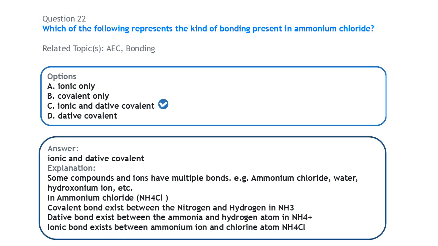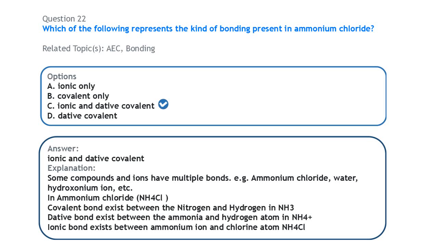The bonding in ammonium chloride is ionic and dative. We have an ionic bond and a dative bond. The ionic bond is also known as the electrovalence bond. It is a bond that is formed when electrons are transferred from one atom to another atom. Now, in ammonium chloride, the ionic bond exists between the ammonium ion, that's the NH4+, and the chlorine atom, while a dative bond exists between the ammonia and the hydrogen ion in that ammonium ion.